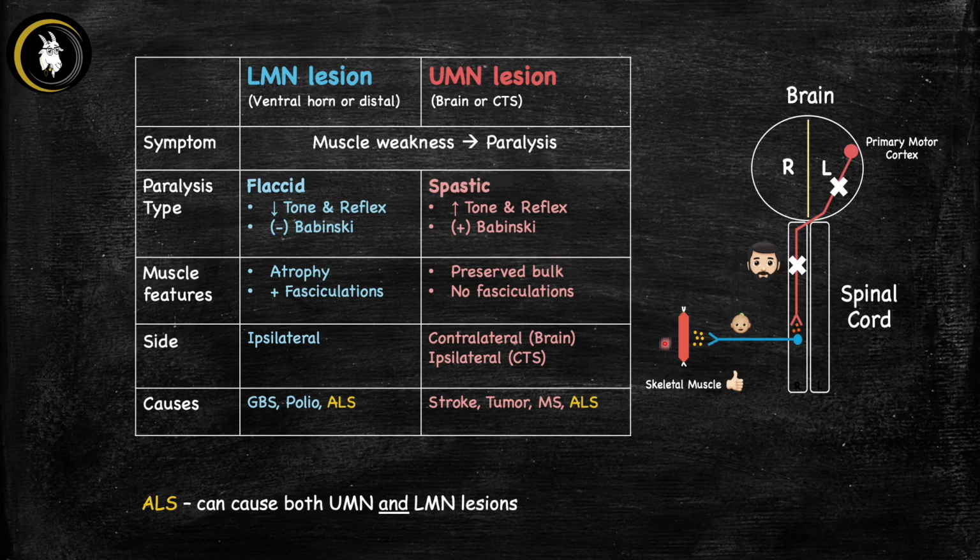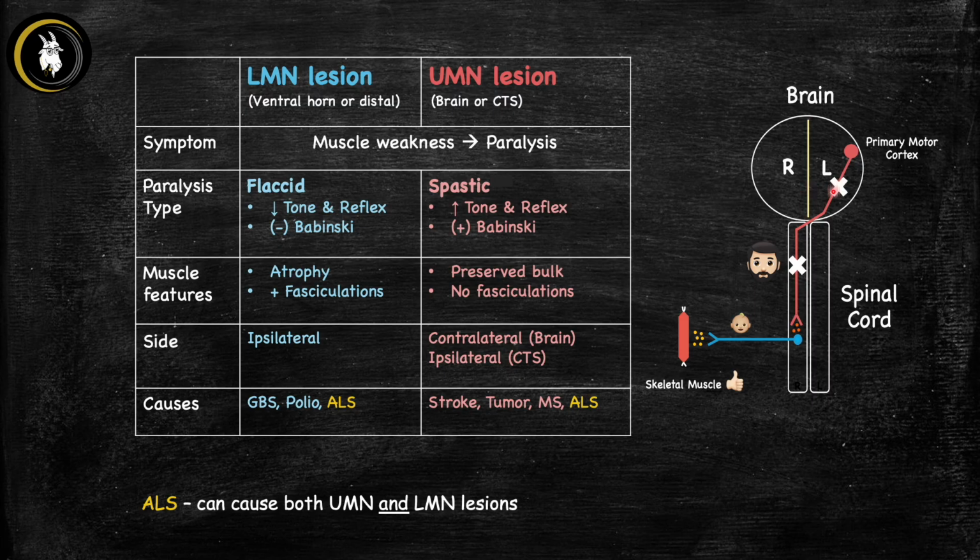Now, since the muscle is still getting constant innervation by the lower motor neuron, it's not going to atrophy, so the bulk is preserved, and there's going to be no fasciculations, in contrast to what we saw with the lower motor neuron lesion. As far as the side of the lesion, it's going to depend on whether the upper motor neuron lesion is in the brain or in the corticospinal tract.